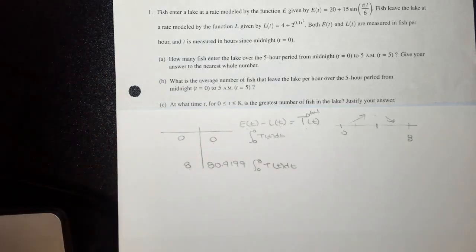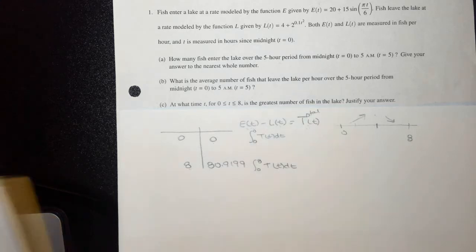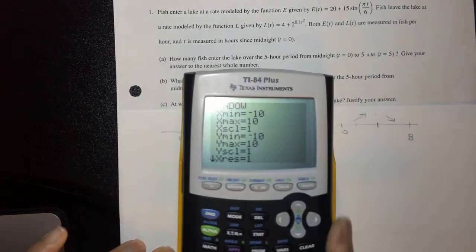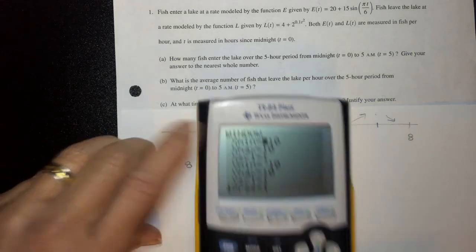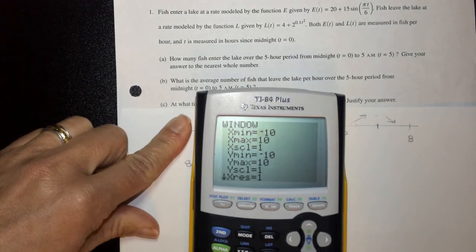So what I need to do is actually graph this function. So I'm graphing this, which is in y sub 3. Okay, I need to go into my settings. So first of all, my x-axis right now is going from -10 to 10. They're talking about from time 0 to 8. So I'm going to change this from 0 to 8.